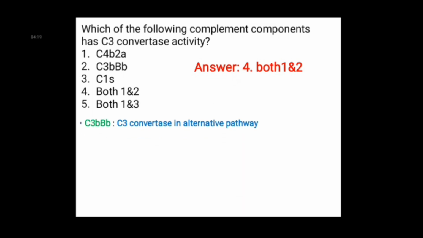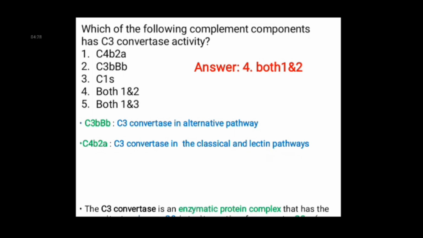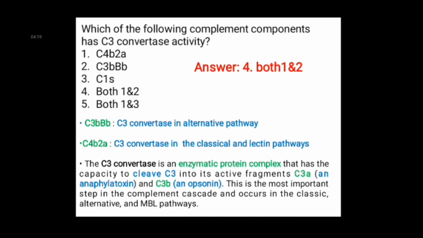C3bBb is the C3 convertase in the alternative pathway, whereas C4b2a is the C3 convertase in the classical and lectin pathways. The C3 convertase is an enzymatic protein complex that has the capacity to cleave C3 into its active fragment C3a, an anaphylatoxin, and C3b, that is an opsonin. This is the most important step in the complement cascade and occurs in the classical, alternative, and MBL pathways.